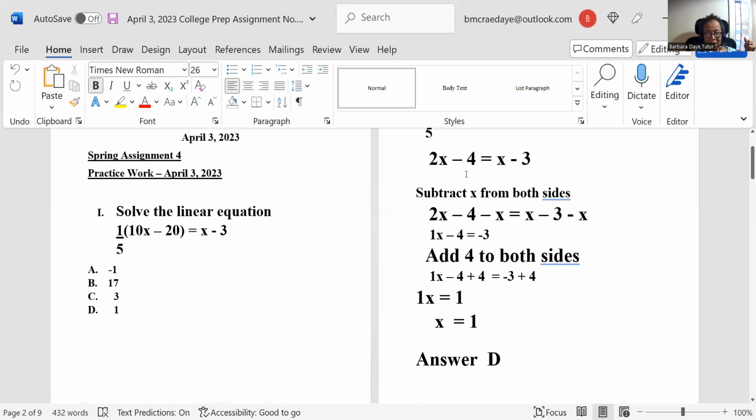And then now you have the constant, the -4 on the left and the -3. So you want to get the 4 over on the side with the -3. That means adding the 4 because it's negative here, right? That's how you end up with 1x equals 1, or x is 1 over 1, and x is 1. Answer D. Any questions on number 1?